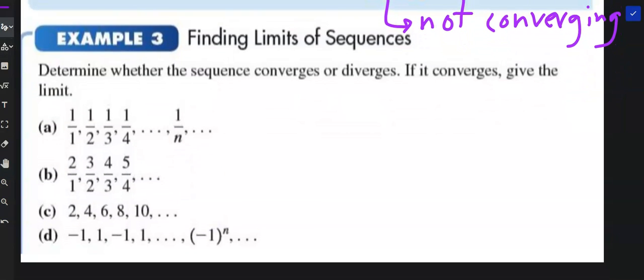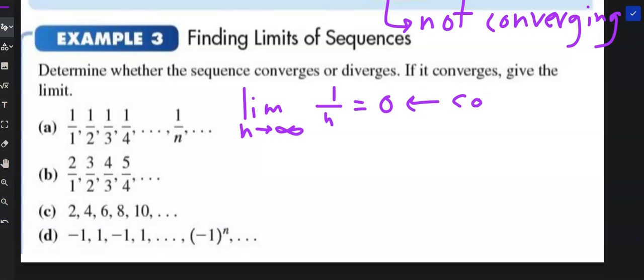Okay, so what's going on with this first one? 1 over 1, 1 over 2, 1 over 3, 1 over 4. It's 1 over n. What is the limit as n goes to infinity? Ah, that is 0, right. So you just chose to tell me that it converges to 0.